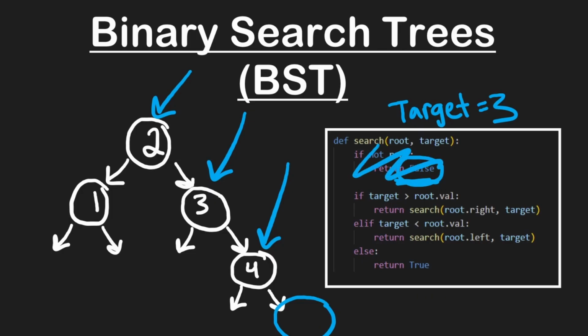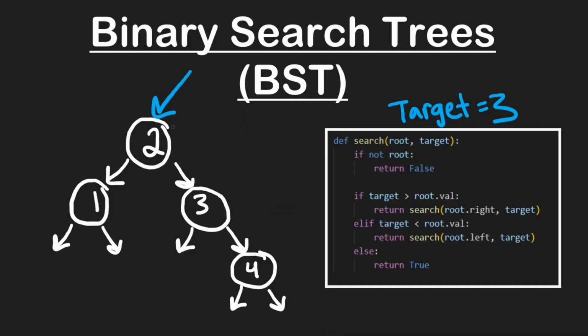But if that's not the case, that means we have a valid node. Let's assume we started at the root. We're at this node currently. We're going to do a few comparisons that might look very similar to the binary search comparisons we were doing earlier. We're going to check, is our target greater than the root value, or is it less than the root value? Or if it's not greater and it's not less, that must mean it's equal, so we can return true. So in this case, our target is 3, which is greater than 2. So what we're going to do is recursively call search.